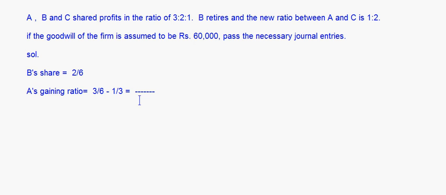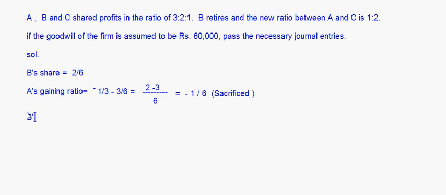The new ratio is 1/3 and the old ratio is 3/6, so I have to put it the other way. The gaining ratio is new ratio minus the old ratio. So I should write it like this: 1/3 minus 3/6. The denominator is 6, and 2 minus 3 is equal to minus 1/6. Since it is coming in minus, this partner has sacrificed, he has not gained.